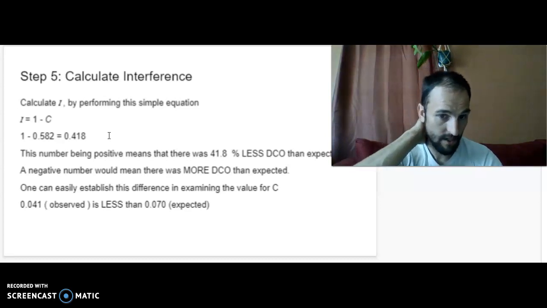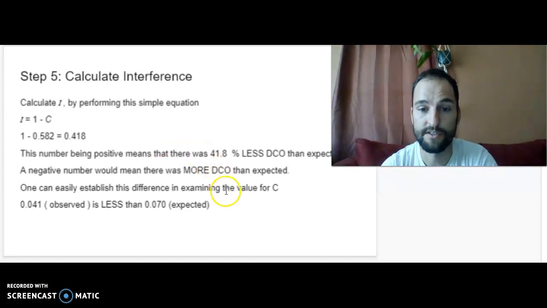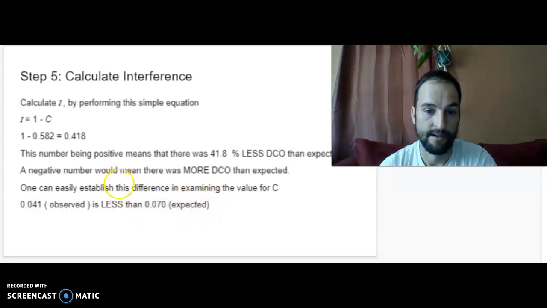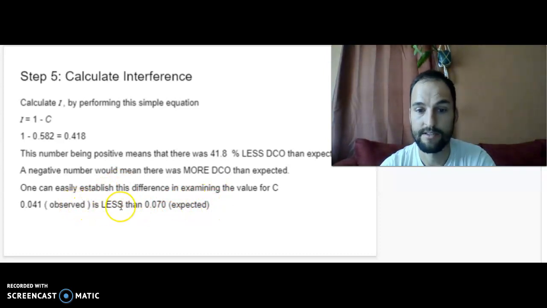One can easily establish the difference by examining the value for C. Before, we had 0.041 is less than 0.070. That helps us formulate the sentence that the observed is 41.8% less than the expected. So that helps us make that calculation, and that is how we map out the gene arrangement as well as the distances, and that gives us the coefficient of coincidence as well as the calculation for interference.